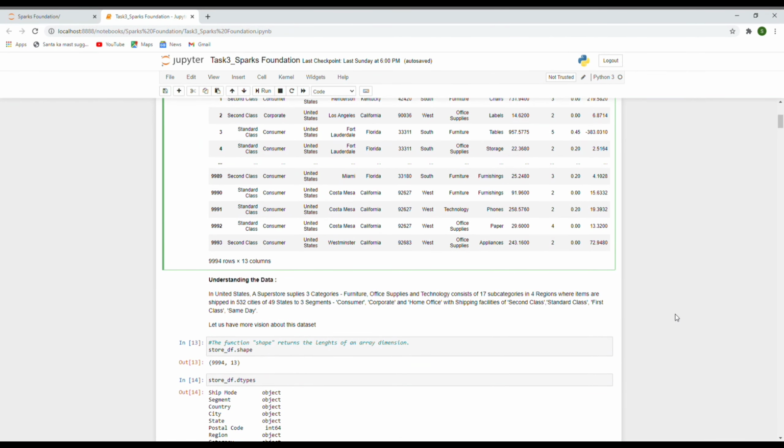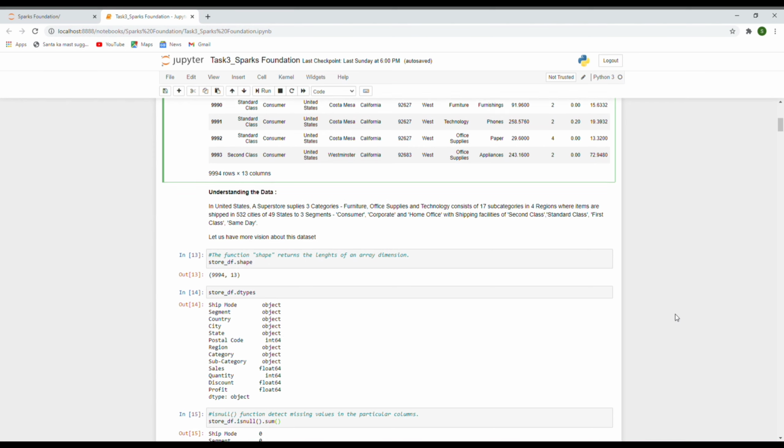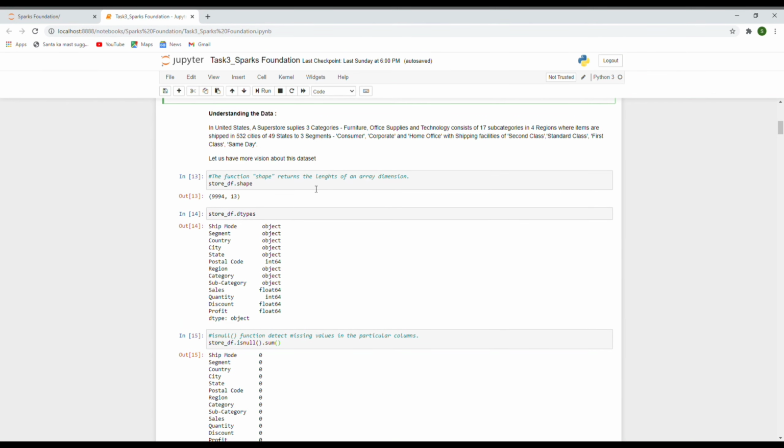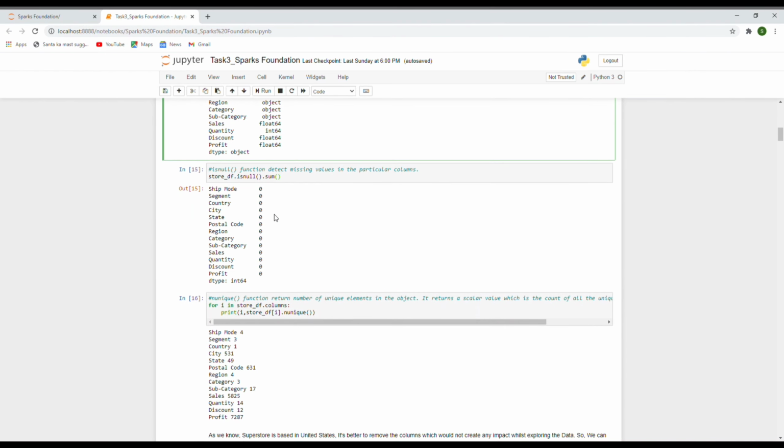Now let us have a more detailed vision about this data set. So we have found the shape of this data set. This data consists of 994 rows and 13 columns. And after that, we have determined the data types of each column. Now we have to find the missing values using the isnull function. So here we have all zeros in all columns. It concludes that our data set doesn't have any null values.